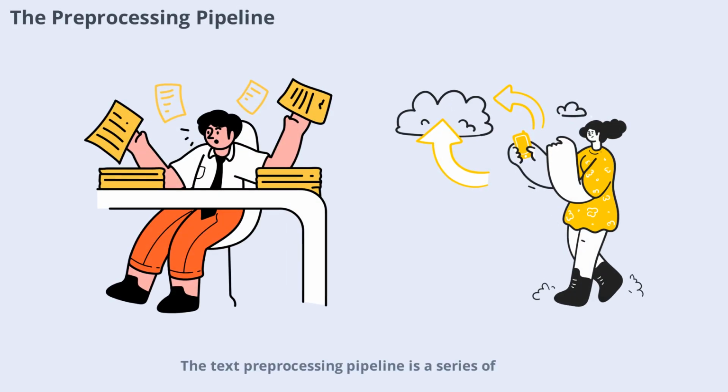The text preprocessing pipeline is a series of steps designed to clean and standardize text data. Each step addresses a specific issue, such as removing unwanted characters or converting all text to lowercase. The pipeline ensures that the data is consistent and ready for further analysis. While the exact steps may vary depending on the project, the overall goal remains the same: to transform messy, unstructured text into a format that computers can easily understand and analyze.